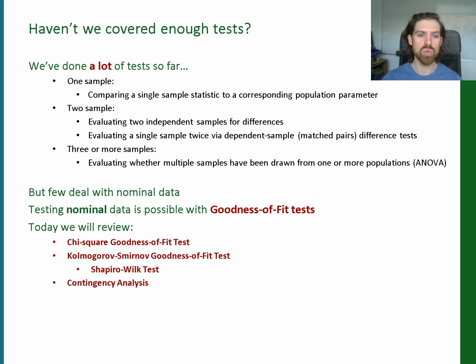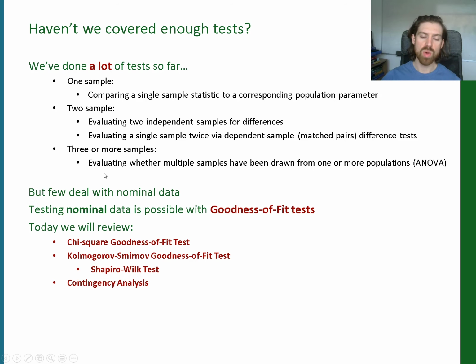So what have we done? Essentially we focused firstly on one sample tests, comparing a single sample statistic to a corresponding population parameter. Then we focused on two sample tests, so we evaluated independent samples, and then we also looked at paired dependent samples, so matched pairs difference tests. And then more recently we've done the ANOVA approach, looking at 3 or more samples.